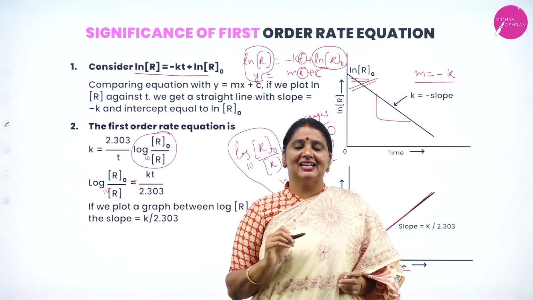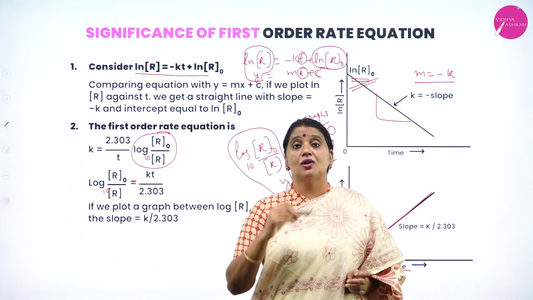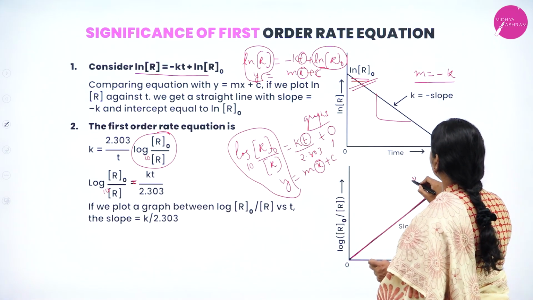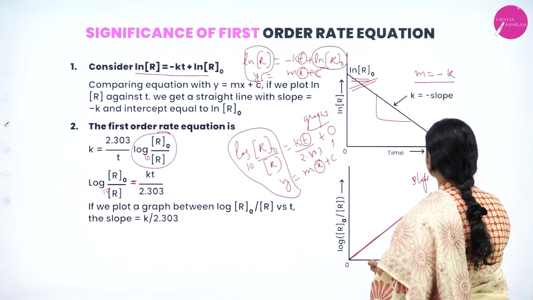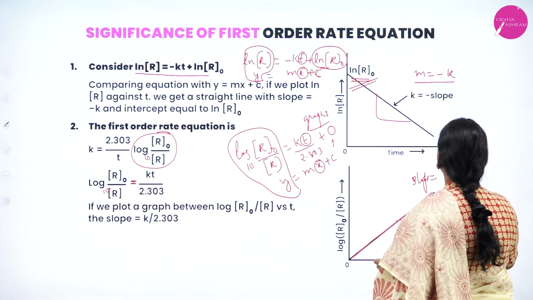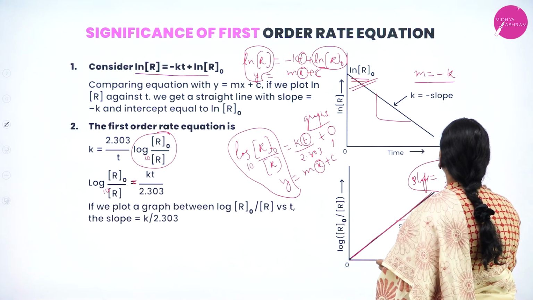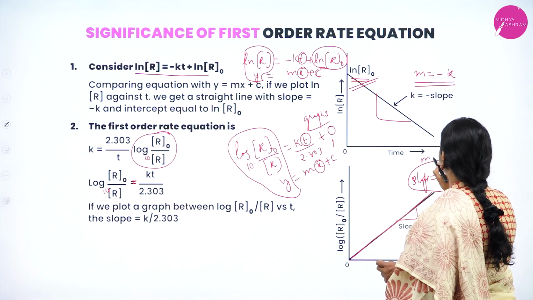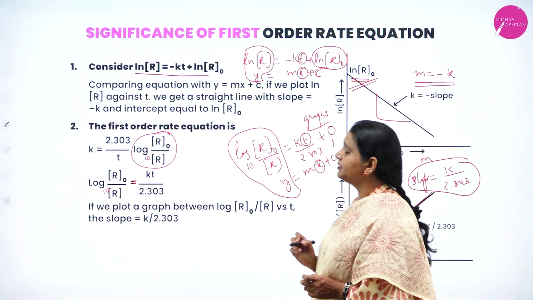Why do you get a straight line which passes through the origin? Because here the y-intercept is 0, and the slope is equal to k by 2.303. Here, slope is equal to minus k. Here, slope is equal to k by 2.303.